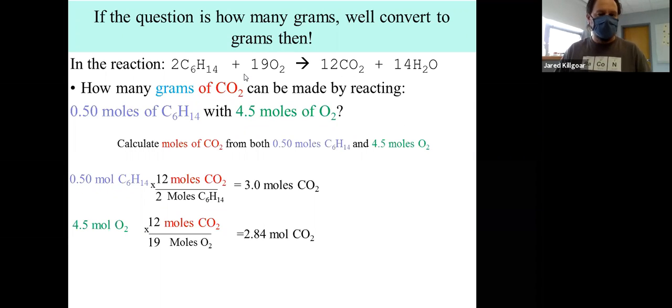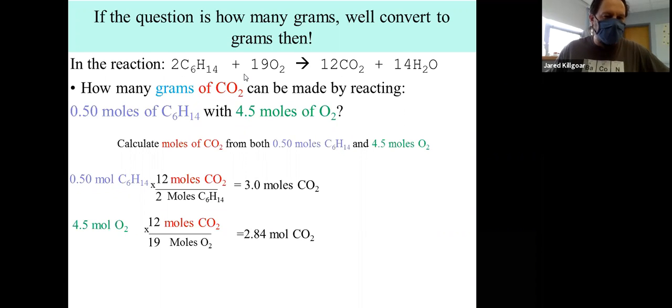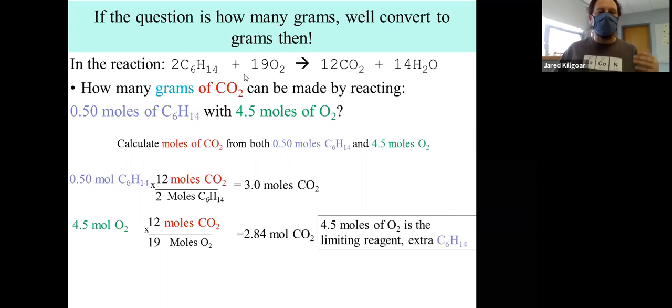I can calculate my moles, and it's important to focus on what these each mean. So this means that with 0.50 moles of C6H14, I can create a maximum of 3.0 moles of CO2. With 4.5 moles of O2, I can make a maximum of 2.84 moles of CO2. This is where I have to think. I have to figure out which one I can make. So the most CO2 I can make with 4.5 moles of O2 is 2.84. I can make no more than that. So that is what I'm going to make. My limiting reagent is my O2 because my 2.84 is less than my 3.0, because I can't make 3.0 moles of CO2.